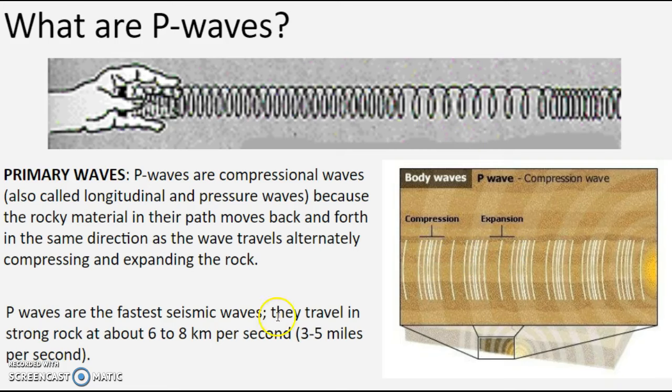P waves are the fastest seismic waves. They travel in strong rock or dense rock at about 6 to 8 kilometers per second. That's about 3 to 5 miles per second. So these are moving very, very quickly.